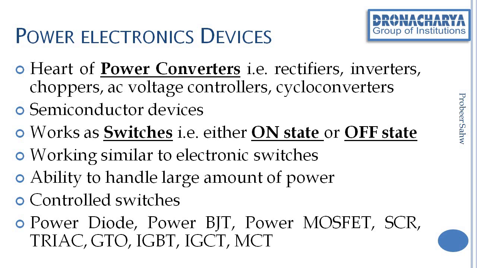Power electronic devices can handle a large amount of power, unlike diode and BJTs, which typically work on low DC power in the range of 5 volt or so. Power electronic switches, on the other hand, can handle several kilovolts of voltage and several kiloamperes of current. These are control switches, and few examples are power diode, power BJT, power MOSFET, SCR, IGBT, etc.